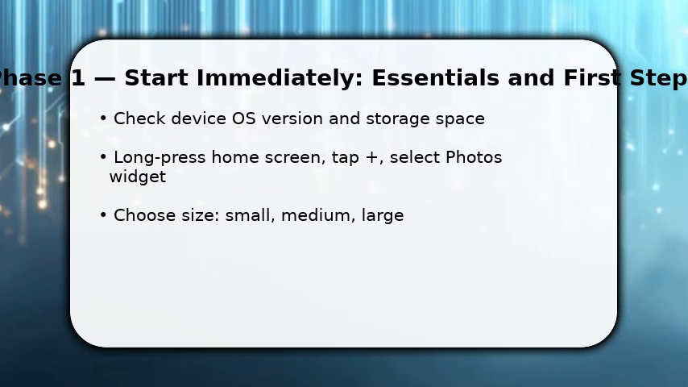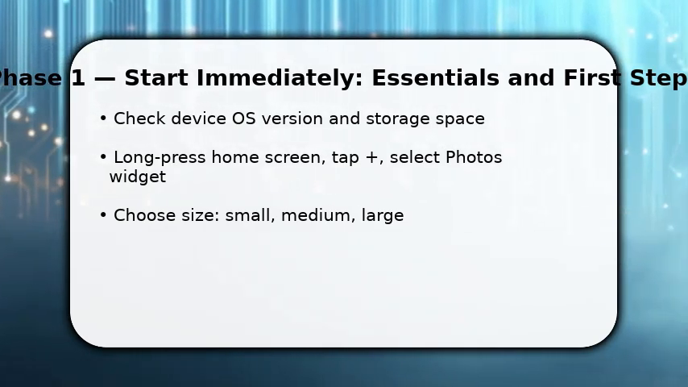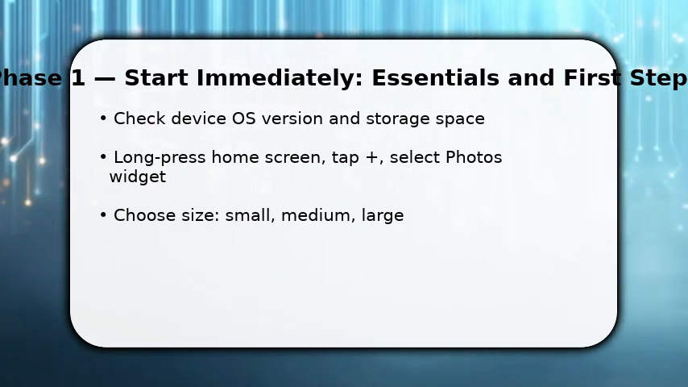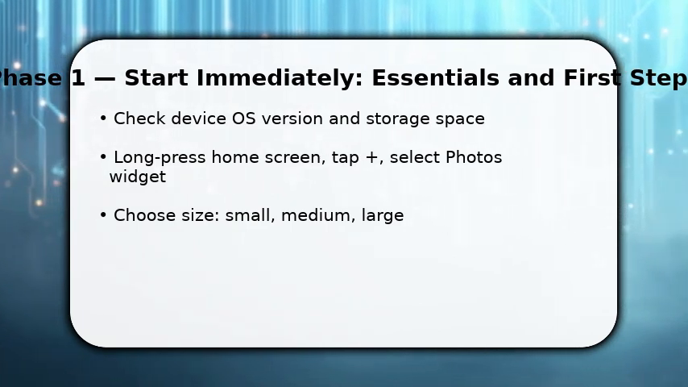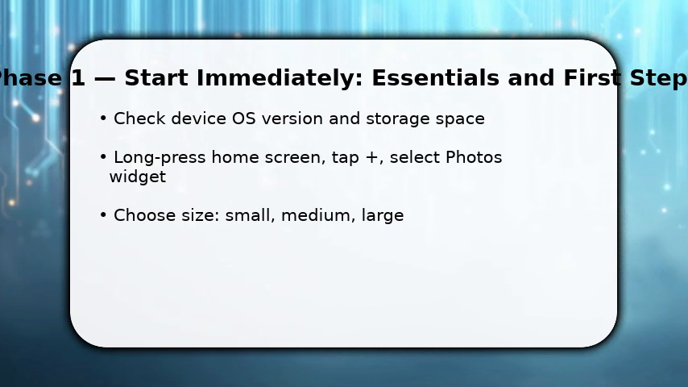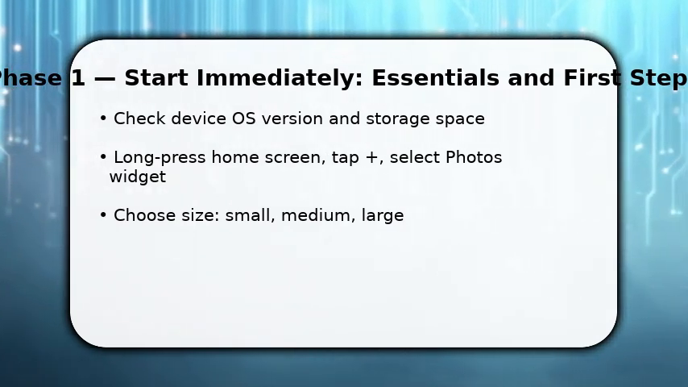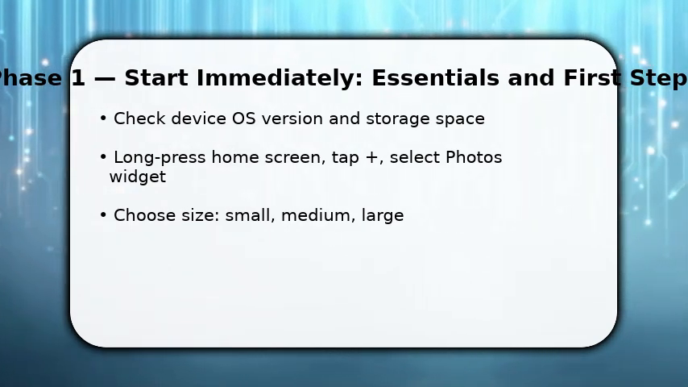You start by confirming your device meets essentials, OS up to date and enough storage. Once done, long press the home screen to open the widget gallery. Make sure to tap the Photos or Photo widget option. Choose a size, small, medium, or large, because size controls composition and frequency of photo rotation. Then drag the widget to your chosen screen. This gets the icon in place.